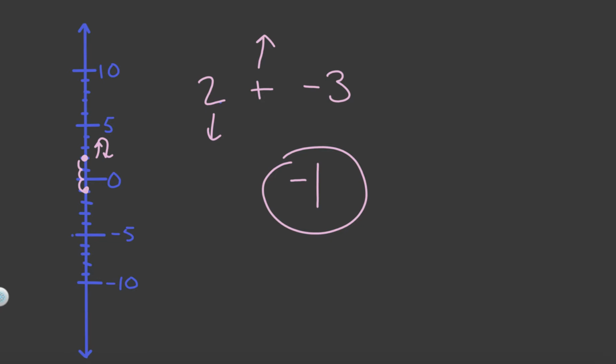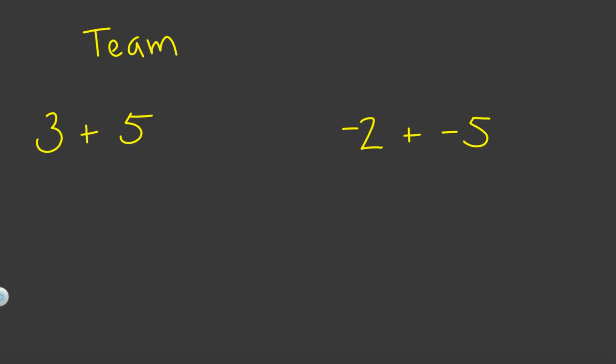Now, again, this can be a little cumbersome if you've got big numbers. If you're adding something like a -35, you don't really want to count down 35. So we've got other methods that we can use. Now, what we're going to talk about is the team and the battle. Sorry, I got to find my screen.